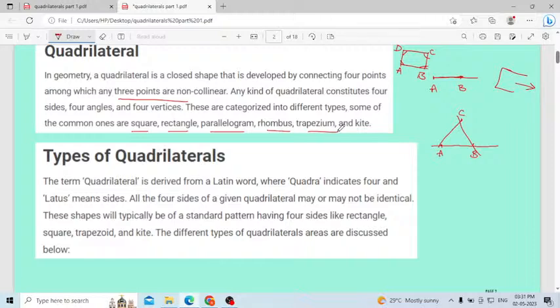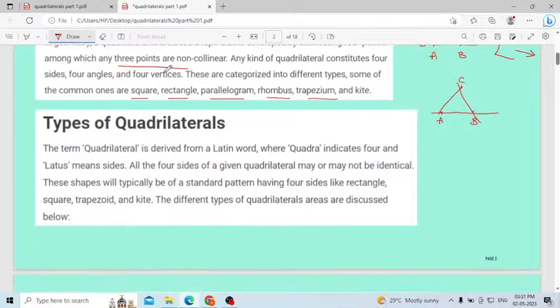Basically, you have to remember the definition of a quadrilateral: it is a closed figure. Yes, it contains 4 vertices, then 4 sides are there, then non-collinear points combine to form a quadrilateral. See, four sides, four angles, four vertices. Then examples of a quadrilateral are square, rectangle, parallelogram, rhombus, trapezium. These all contain four sides, four angles, and even four vertices. All of them satisfy the condition of a quadrilateral.